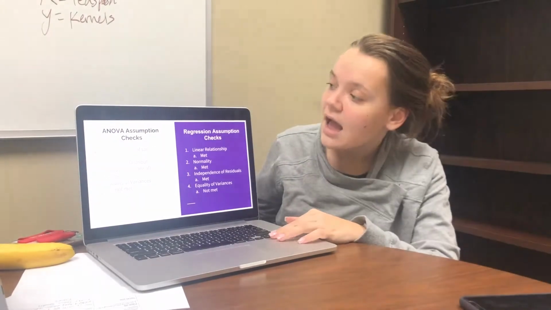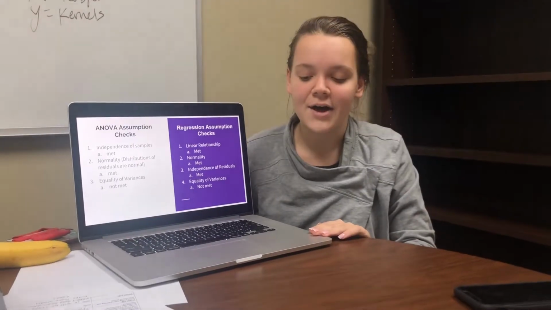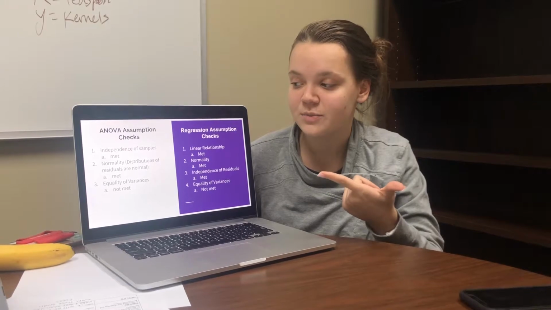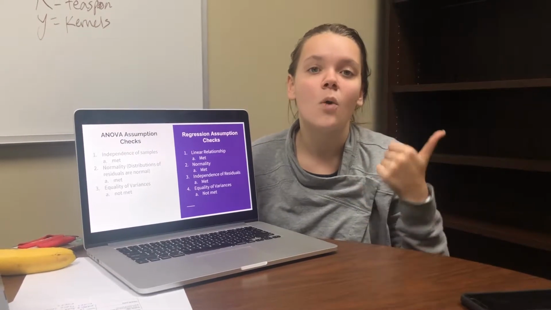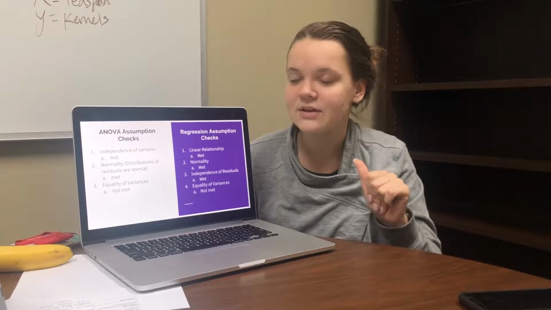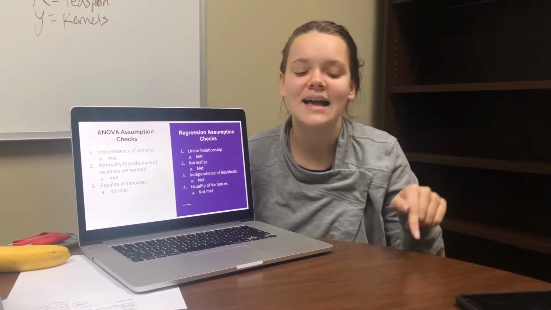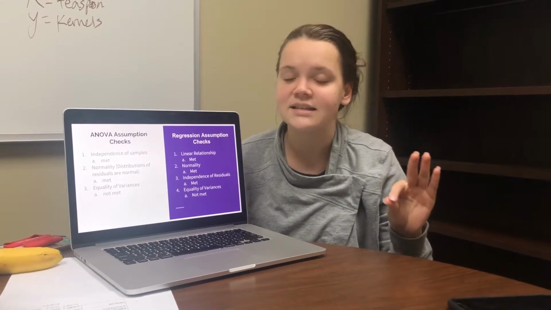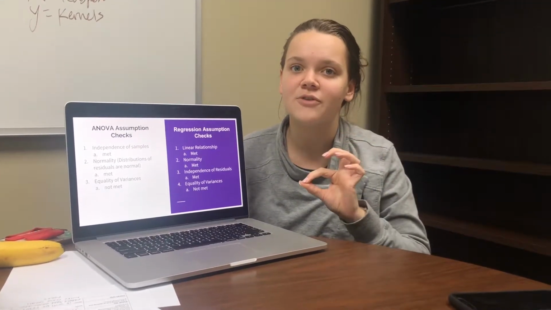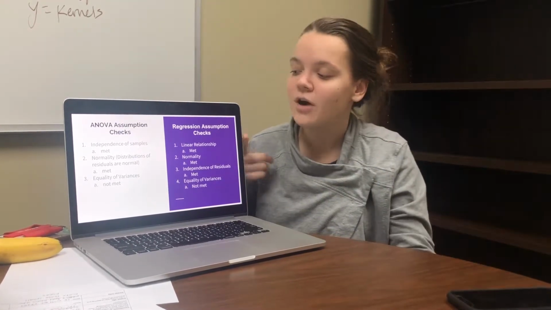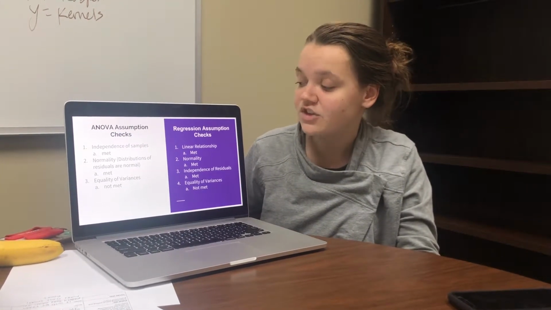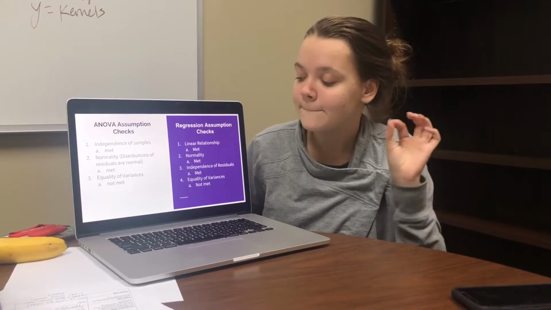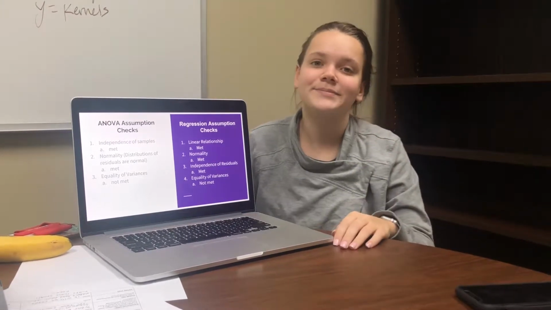So when doing our assumption checks for ANOVA, our assumptions were an independence of samples, a normality of the distributions, and an equality of variances. We did have independence of samples, and we did have normal distributions as indicated by the linearity of the scatter plots, but unfortunately our equality of variances assumption could not be met because our F value was so high. Similarly, for our regression assumption checks, the linear relationship was met, the populations were normal, the independence was correct, but the equality of variance was not.